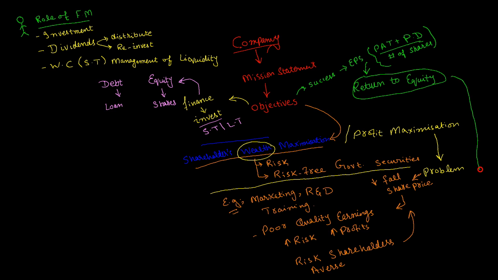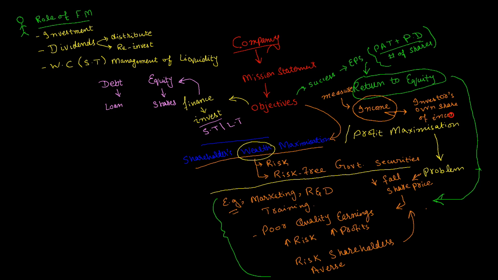But it carries the same criticism which rests with the concept of profit maximization, because using EPS, no doubt we can measure the return on equity, but it does not represent the income of shareholders, right? Instead, it only represents the investors' own share of income. For example, it's the income of shareholders, right? But this concept only measures this small portion which is associated with the investors' own share of income. So it is another drawback of using EPS.